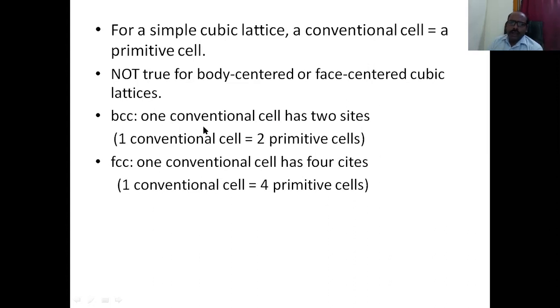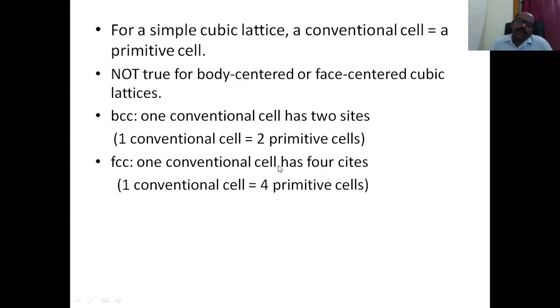So our BCC conventional cell has two lattice points. That means one conventional cell of BCC is equal to two primitive cells. Okay, two primitive cells. Similarly, an FCC lattice conventional cell possesses four lattice points per unit cell. For a primitive cell, there exists only one lattice point. In that way, one conventional cell of FCC is equal to four primitive cells.